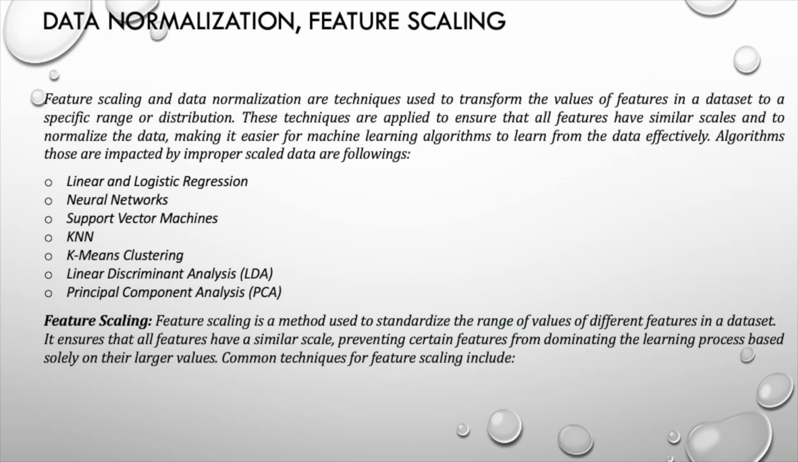Data normalization, standardization, feature scaling. Feature scaling and data normalization are techniques used to transform the values of features in a dataset to a specific range or distribution. These techniques are applied to ensure that all features have similar scales and to normalize the data, making it easier for machine learning algorithms to learn from the data effectively.